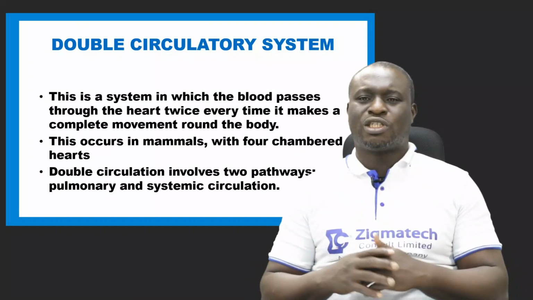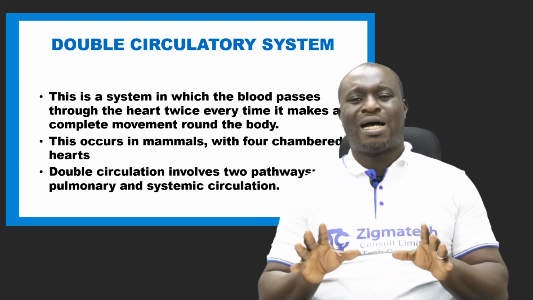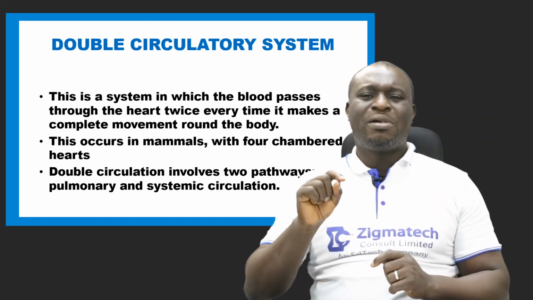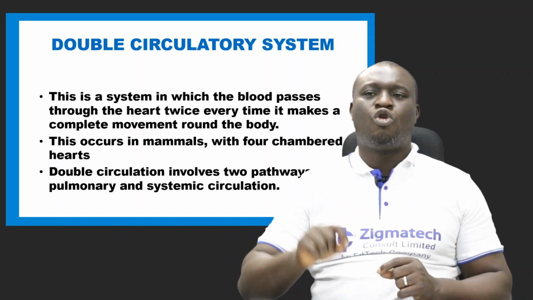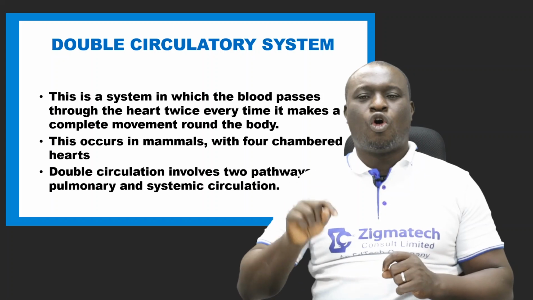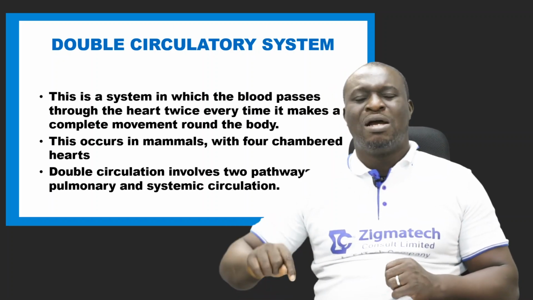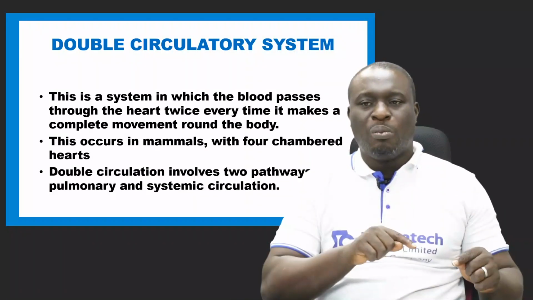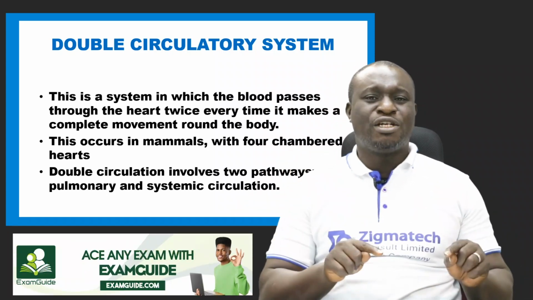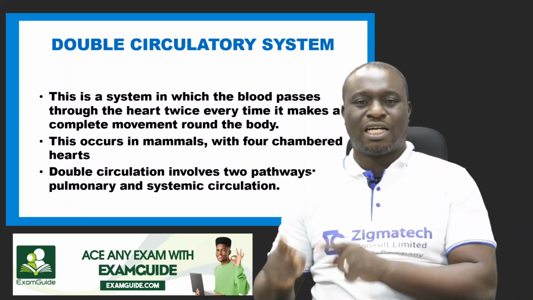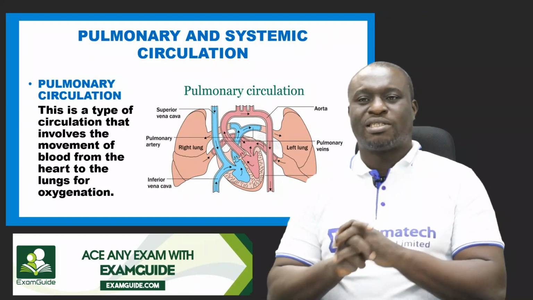So please note, in double circulatory system, blood passes through the heart twice, and in single circulatory system, blood passes through the heart once. Also, please take note of this because it's going to come: organisms that undergo double circulatory system also undergo pulmonary and systemic circulation. Now that brings us to the third type of circulation, which is pulmonary and systemic circulation.